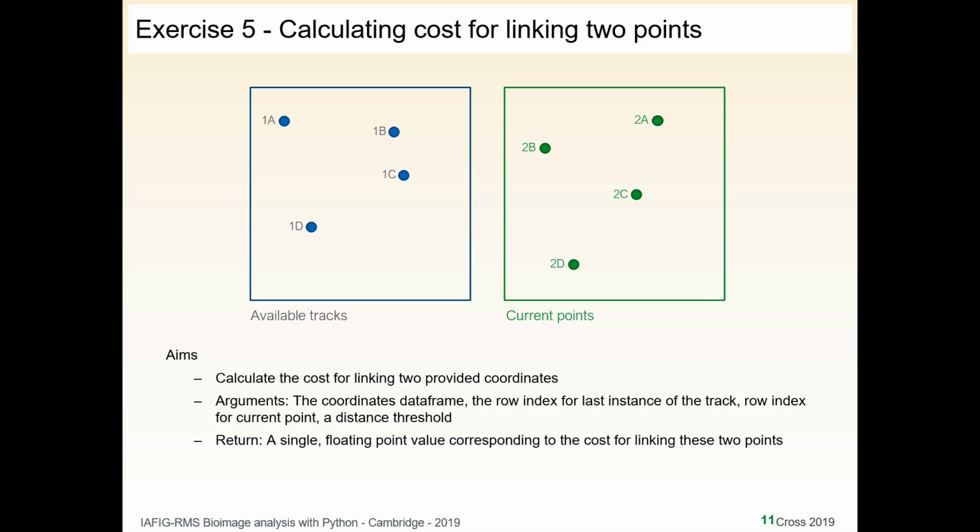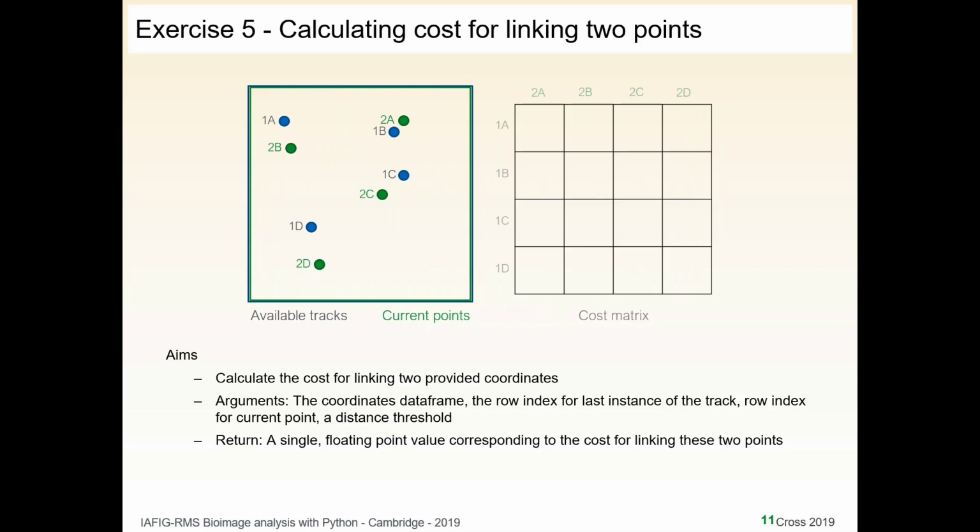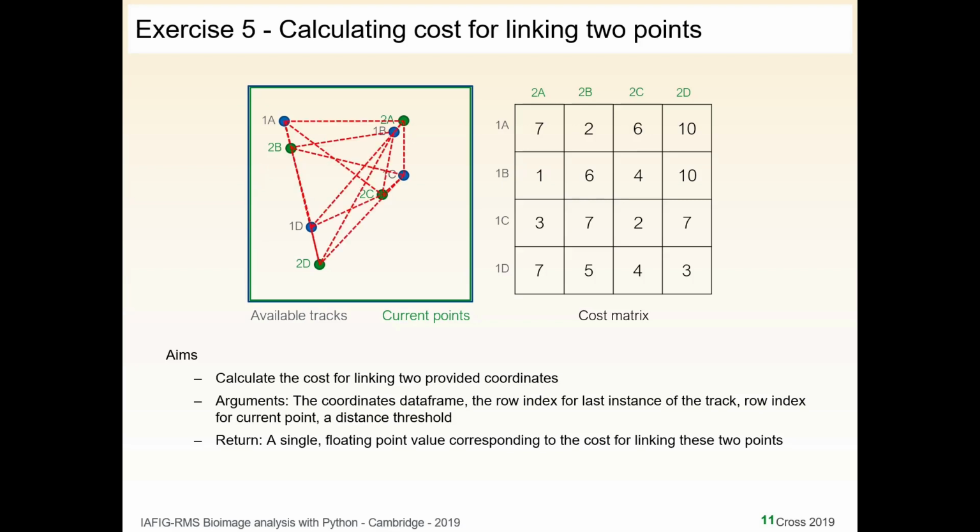In this particular exercise, we're literally just going to calculate the cost between 2 specified points. So say we've got these 2 sets of points, and if we just overlay them together, assuming the ones shown in blue are from the available tracks and the ones shown in green are from the current points, we go through pair by pair calculating what that cost is for each of them, and then this goes into something called a cost matrix. So each row here corresponds to one of the track points, and each column here corresponds to one of our present points.